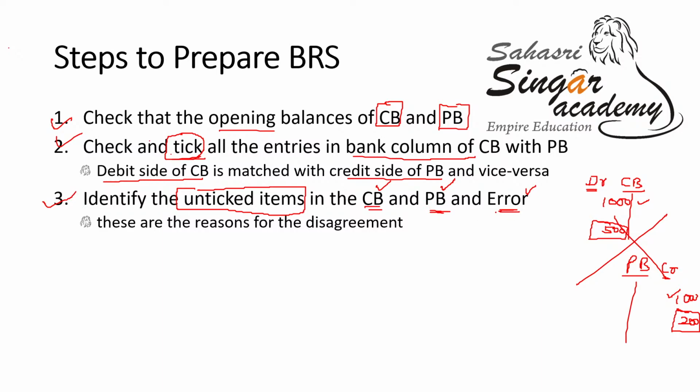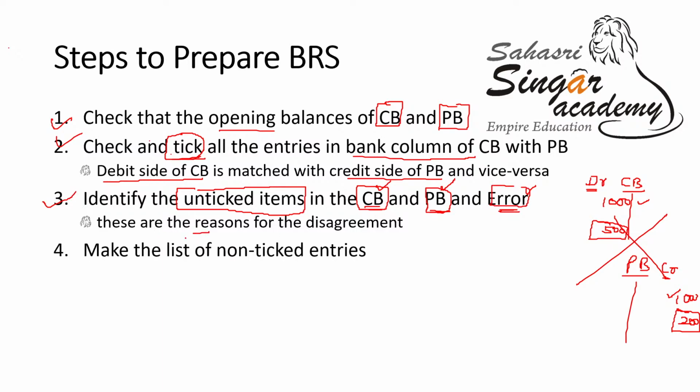Some of the postings in the cash book on the debit side and credit side remain unticked, and similarly some of the items in the passbook, on the debit side and credit side, remain unticked. There may also be some errors: undercasting error, overcasting error, wrong posting. So you have to identify these three things first and understand that these are the reasons for the disagreement.